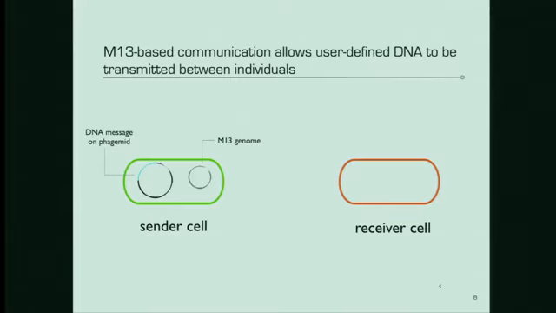Receiver cells are made of populations that can be infected by the specific phage. So in this case, they have the F plasmid. You know what that means. So when a phage particle has been exported from the cell, it can then just infect the receiver cell like a normal M13 particle, except instead of receiving the phage genome, you now have your message.